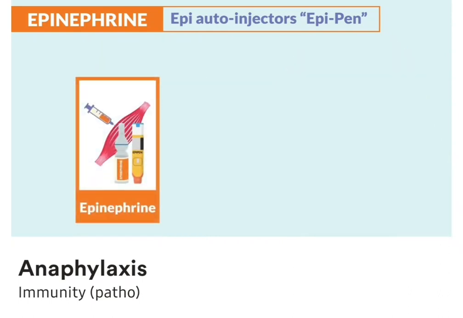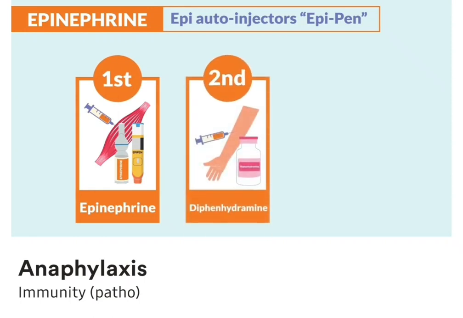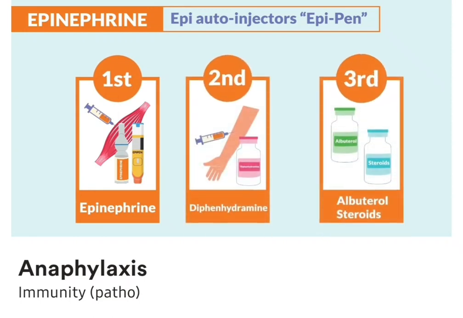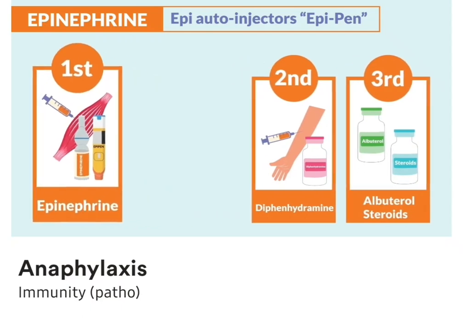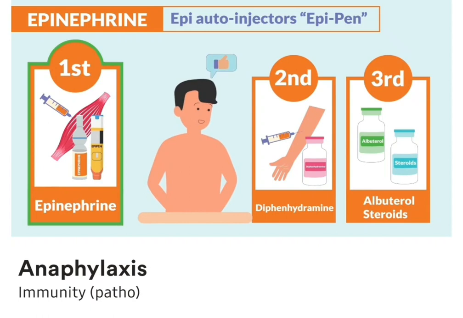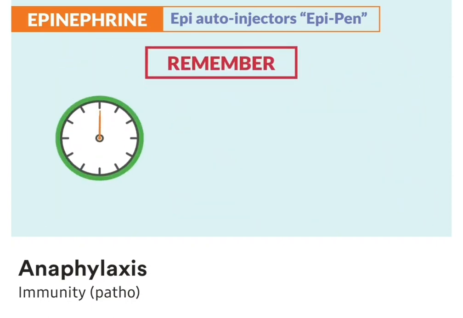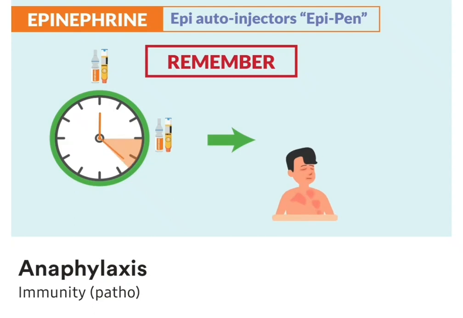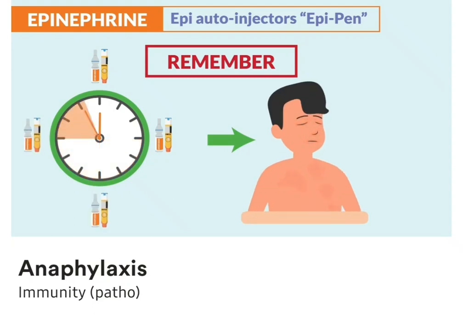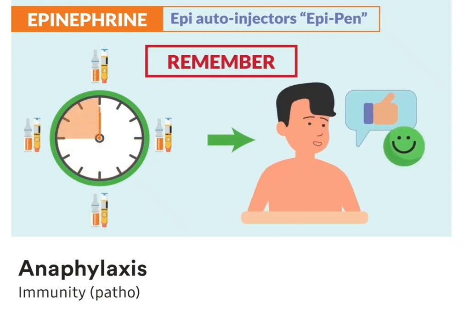So the correct medication sequence is Epi first, then diphenhydramine, or basically Benadryl, and lastly albuterol and steroids. But out of all these, most question banks only stress about Epi being that first drug during anaphylaxis, and the rest only after the acute signs and symptoms have resolved. Remember, we repeat Epi as a priority until those signs and symptoms resolve.